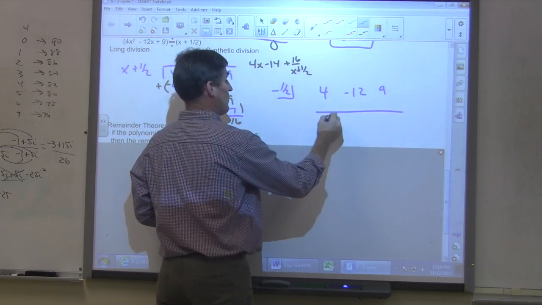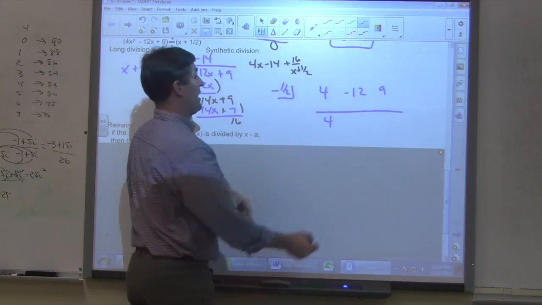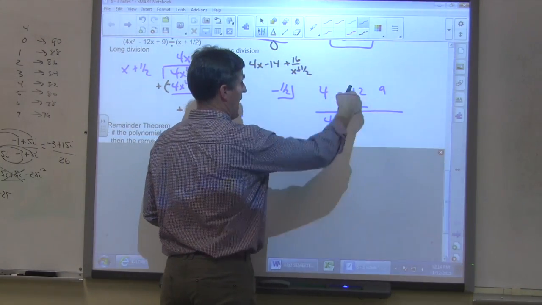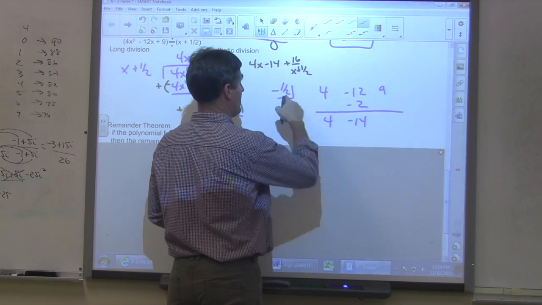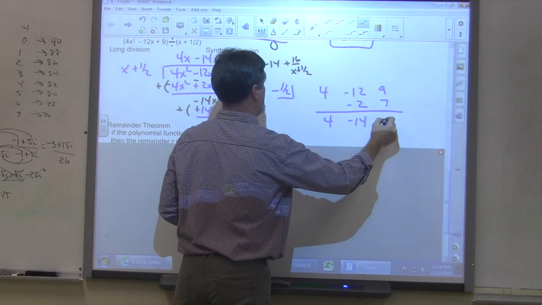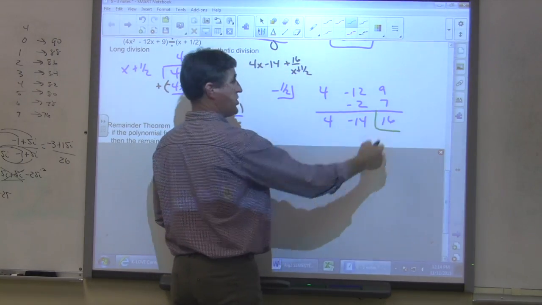Remember, you bring down the first number, you get 4. Half of 4 is 2. 1 negative is negative, so negative 2. Add, we get negative 14. Half of 14 is 7. 2 negatives is a positive. And so we get 16. Remember, the last number is your remainder.